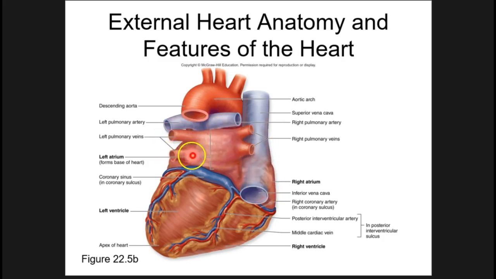This is going to be that posterior surface where you have those pulmonary veins coming in. Since they're going to the left side of the heart, that's going to be your posterior surface of your left atrium. Here's the posterior view of those pulmonary arteries. You can't see the pulmonary trunk as well because it's anterior to the structure.